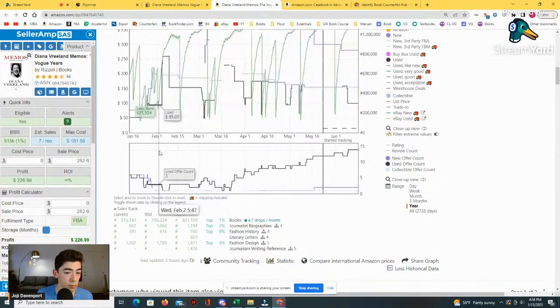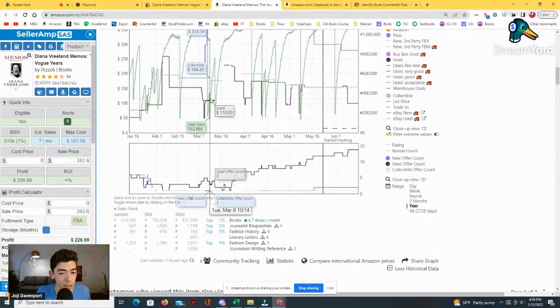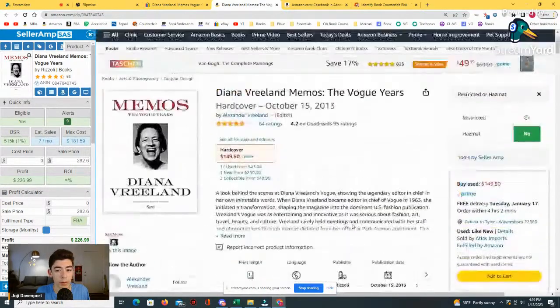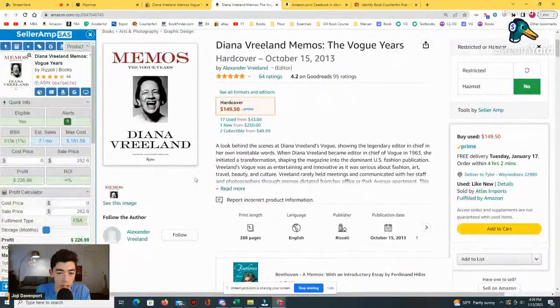What's interesting though is that when this book was at a very low used offer count, in other words, when there were not that many people selling it, this book had potential to sell well over $100. Now, something I would want to do is go a little bit further back in time, because this book actually came out in 2013. So this book has been out a while, and it doesn't look like a textbook at all.